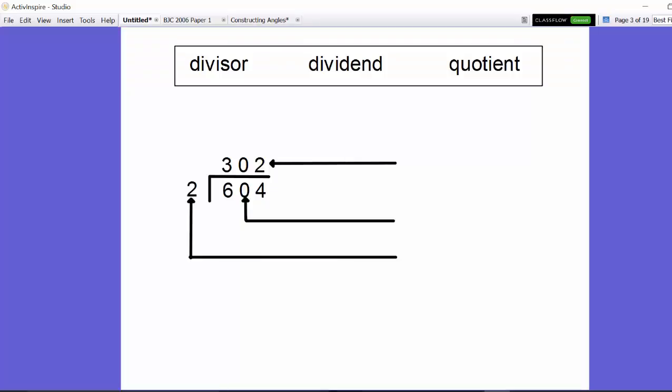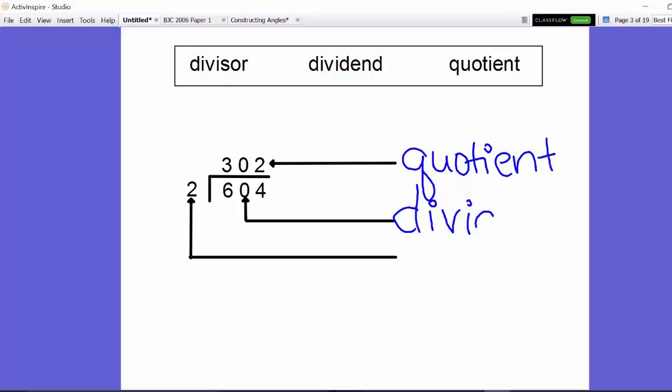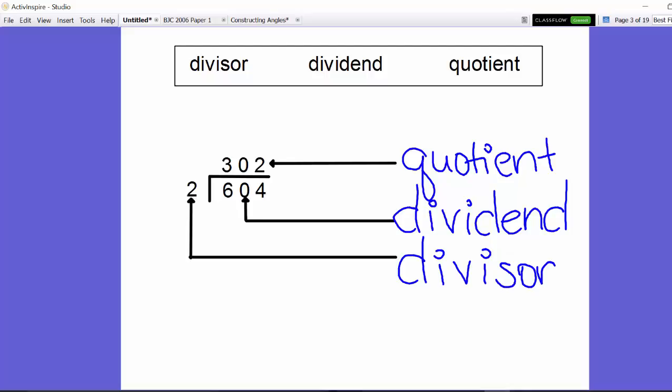More labeling. We have a division question that's already been solved. So you're going to use the words in the box again. We have divisor, dividend, and quotient. At the top, 302, the answer, is our quotient. 604 is our dividend. The dividend is the number that's being divided. And 2 is our divisor. That's the number that you are dividing by. Great. Let's move on.